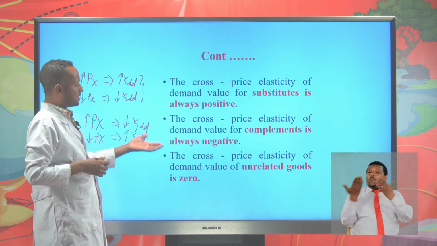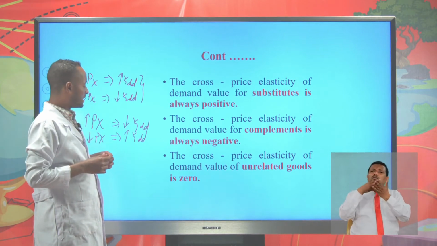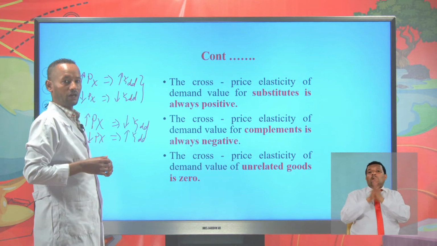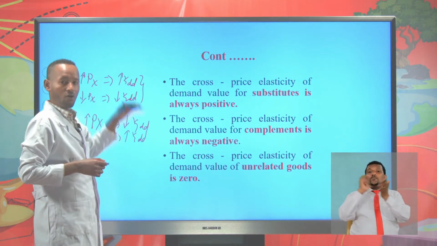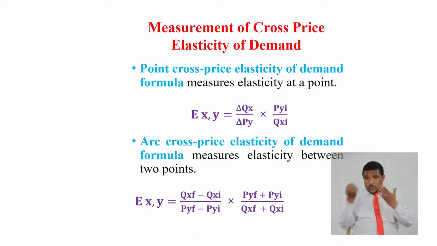The cross price elasticity of demand value of unrelated goods is 0. That means a rise or fall in the price of one commodity will not increase or decrease the demand for the other.